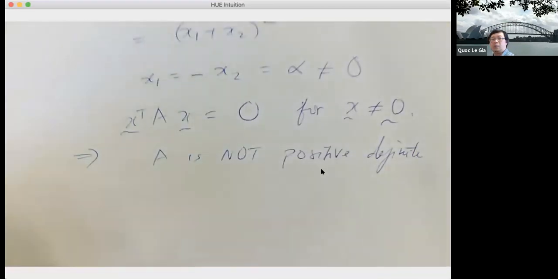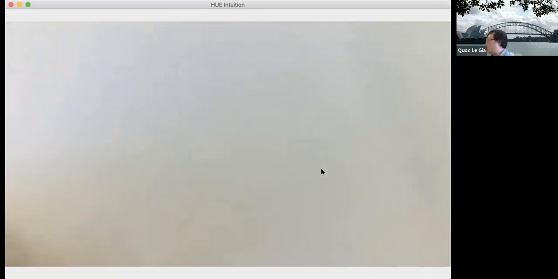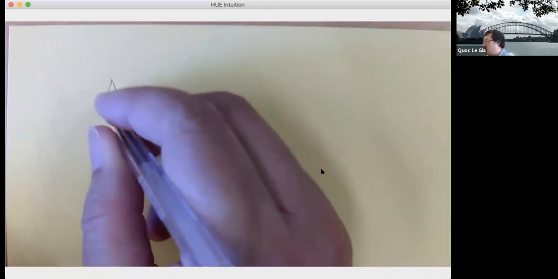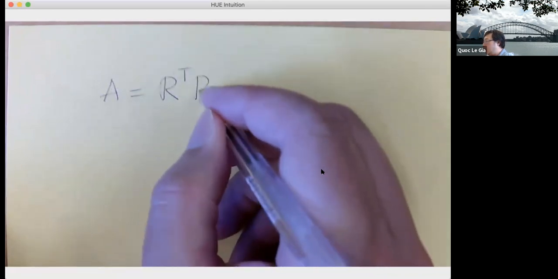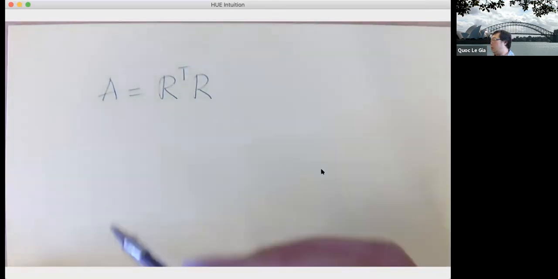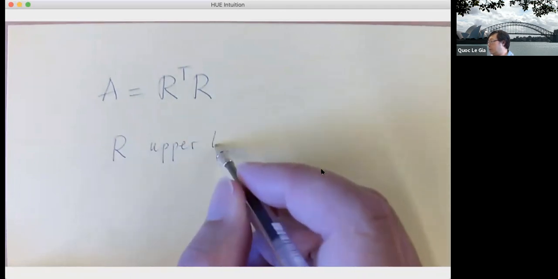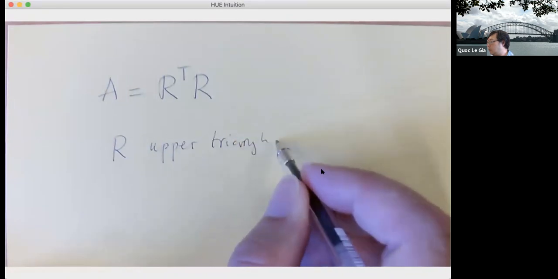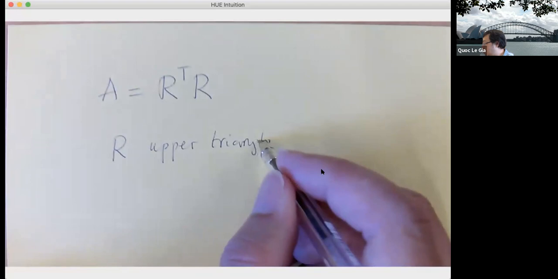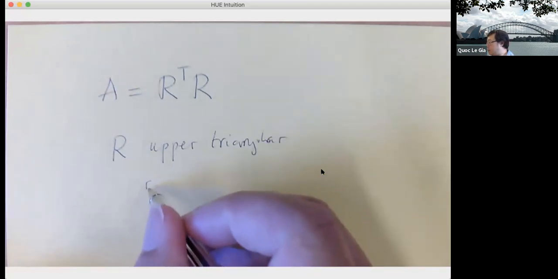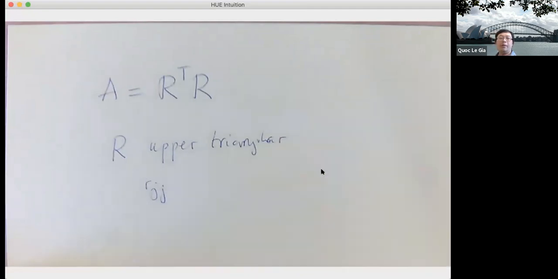So now we say that A is R transpose R, and R is upper triangular, and the diagonal entries of R are positive.